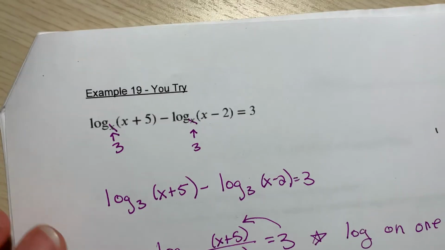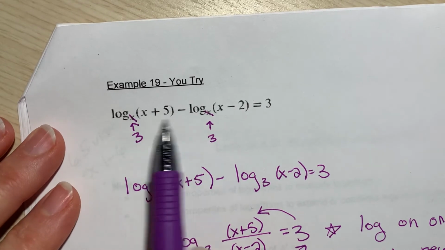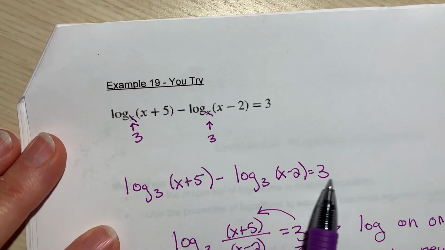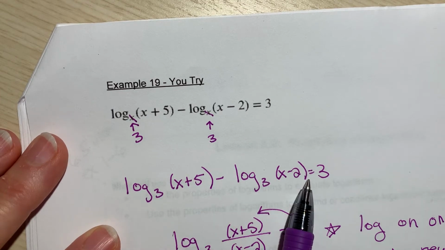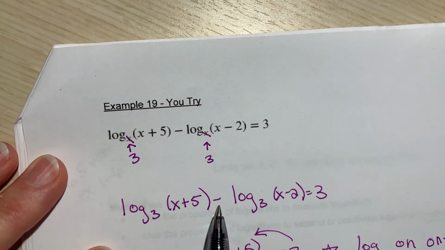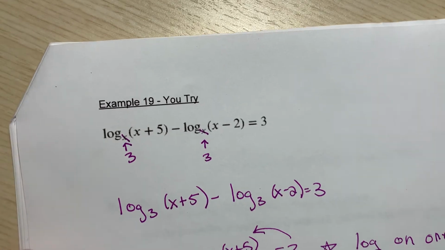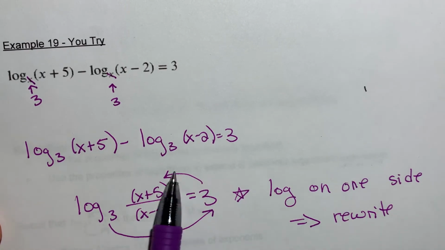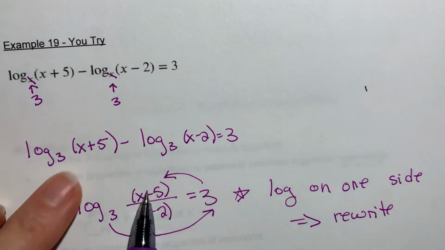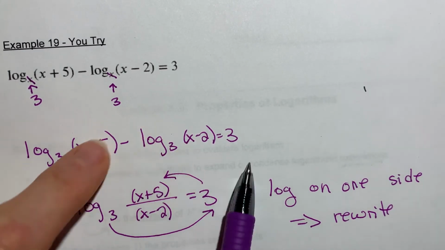Now, the one on the back, I need you to make a change in your notes. It said base x, it should have been a base 3. So the first thing I want you to do on this one is rewrite the problem with a base 3. Now I want you to pause the video here and do the first step where you rewrite it as a quotient because you have subtraction. After you've done that, you should have this without the arrows, but you should have log base 3 of x plus 5 divided by x minus 2 equals 3.